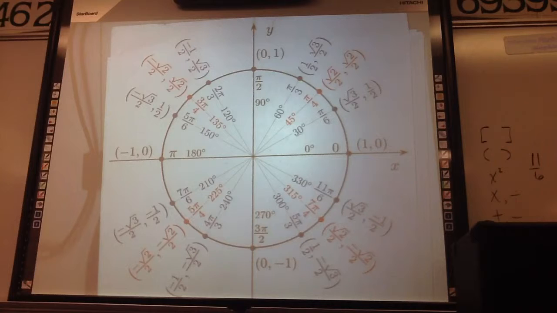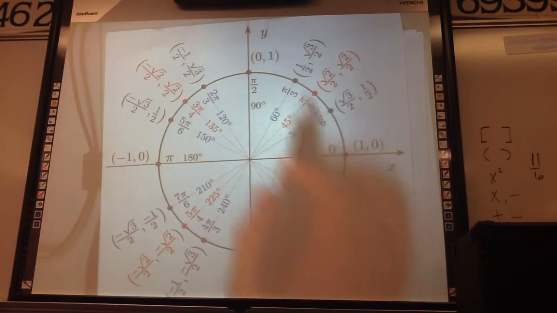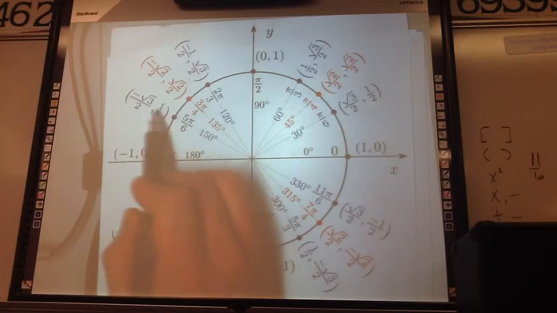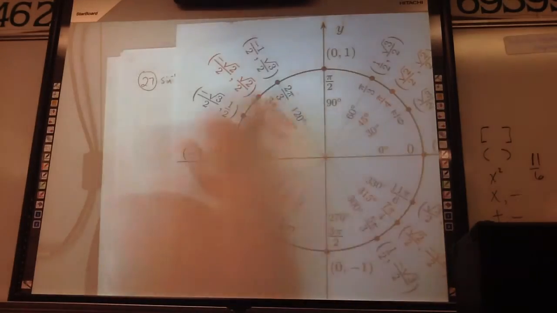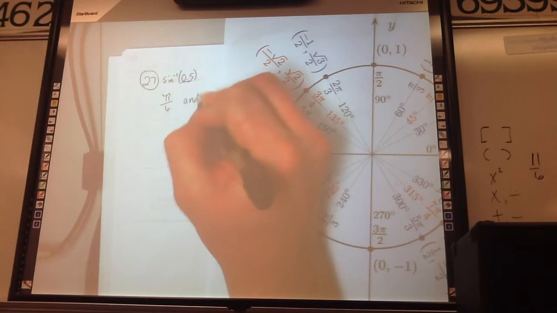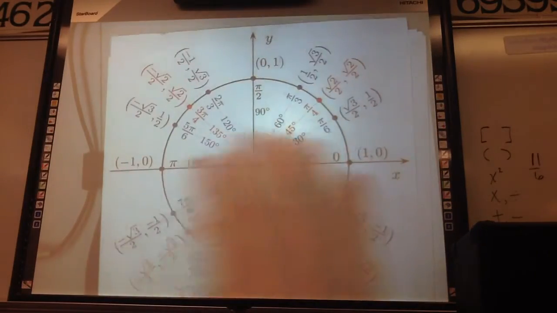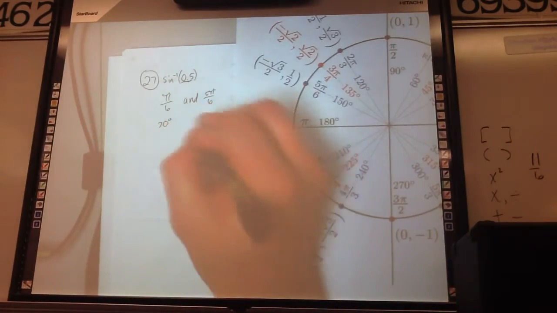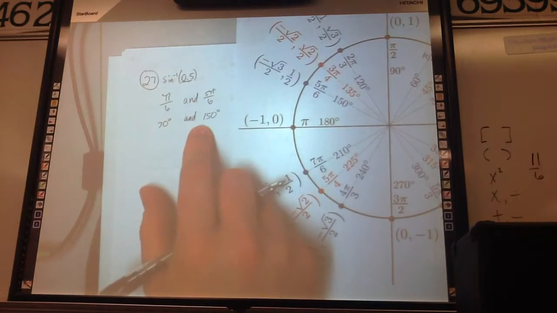Sine of 1/2 means the y coordinate of that point is 1/2. Right here, isn't the sine of this angle 1/2? Yeah. Is there another one? 150. Right here, the sine of this angle is 1/2. So we have two possible answers here: pi over 6 and 5 pi over 6. Did I get 30 on my calculator because it was in degrees, not radians? Yes. Which is 30 degrees or 150.